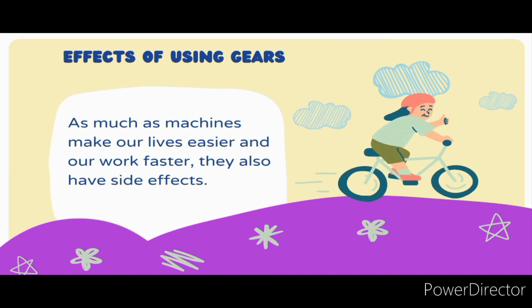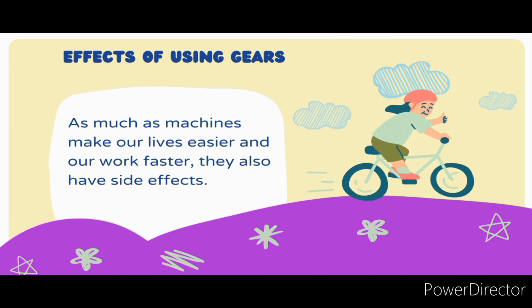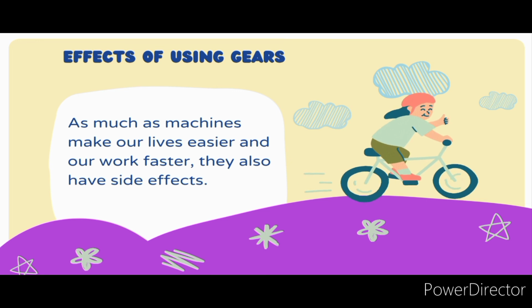Now we've come to the end of this class. Remember, we started by talking about gears. Then we looked at different types of gears: spur, worm, rack, and pinion. Then we looked at benefits of using gears: increased force, increased speed, and the change of motion. Then we ended by looking at the effects of gears on the environment. Now I know you have a better understanding of this topic.